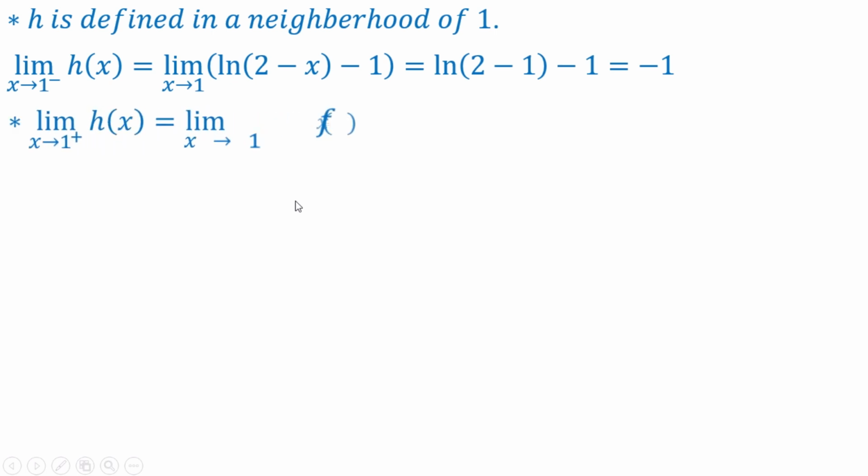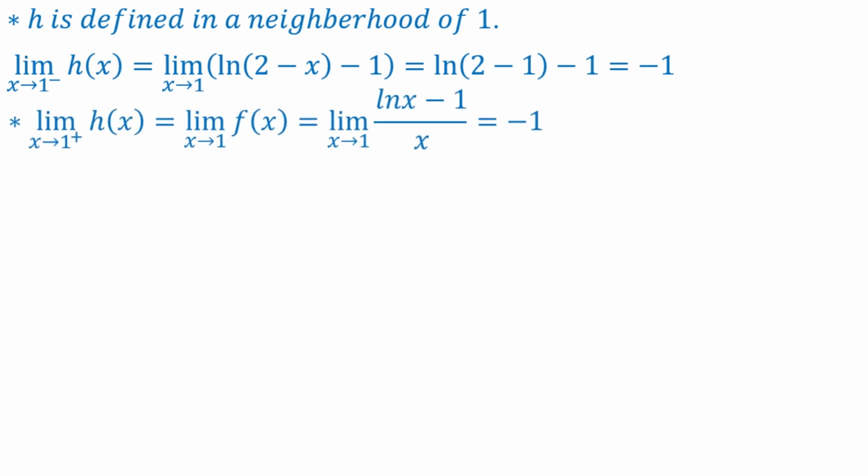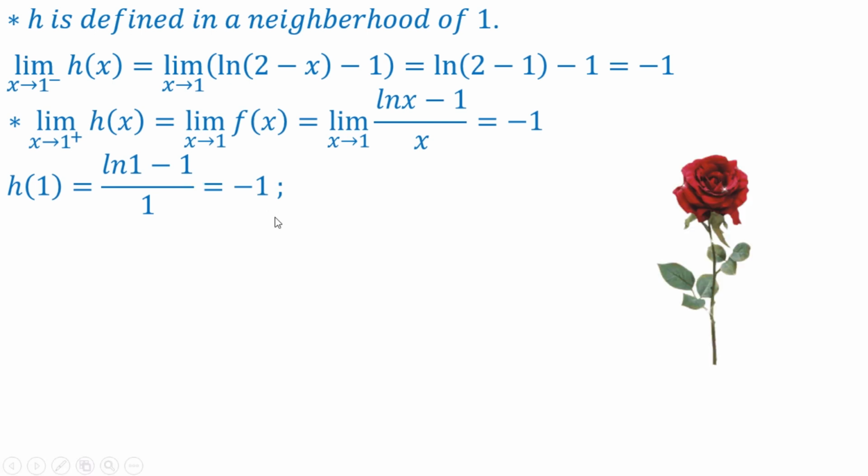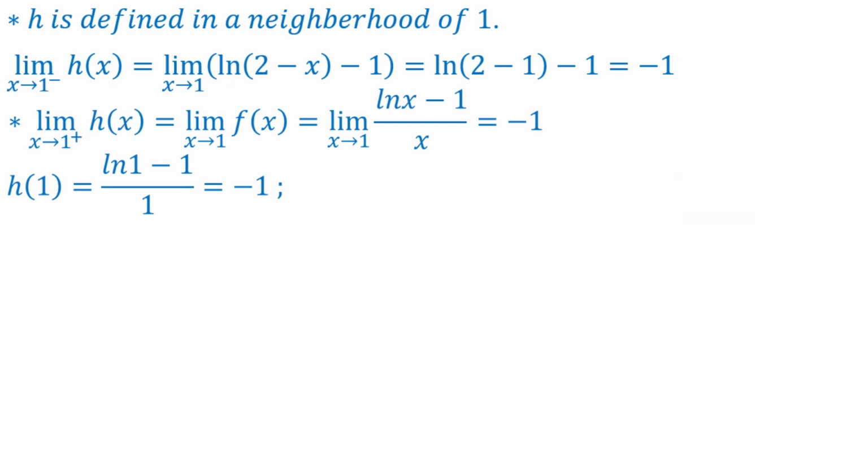Limit of h of x as x goes to 1 from the right is the limit of (ln x minus 1) over x as x goes to 1. Substitute x by 1: we get 0 minus 1 over 1, which equals minus 1. And h of 1 equals how much? We calculate h of 1 from f of x: ln 1 minus 1 over 1 equals minus 1. So what do we conclude? The left limit equals the right limit equals h of 1. Then h is continuous at 1.